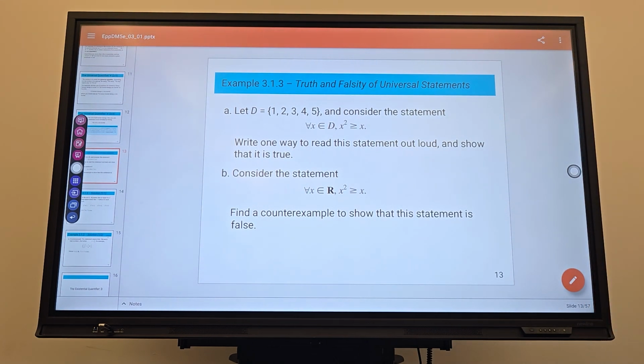Let D equal 1, 2, 3, 4, and 5. Consider the statement x squared is greater than or equal to x.